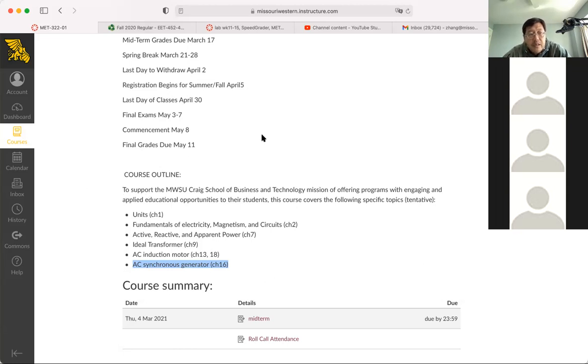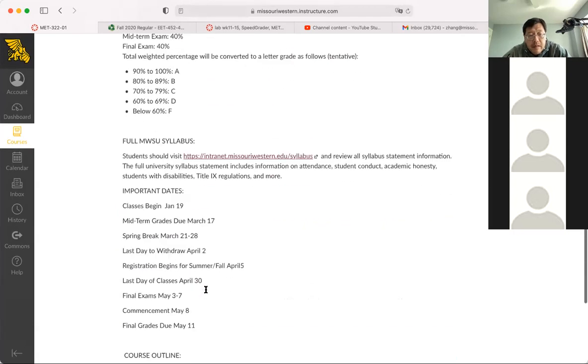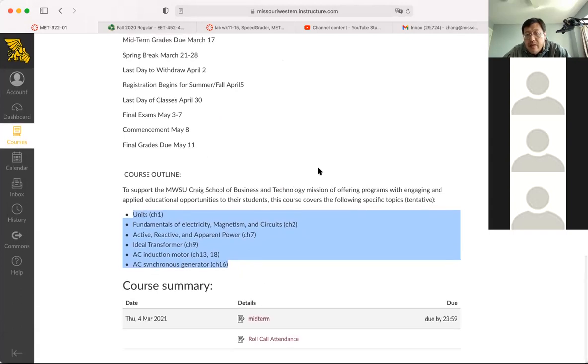It's open book. It's comprehensive, so it will cover all 7 chapters. The format will be identical to the midterm.